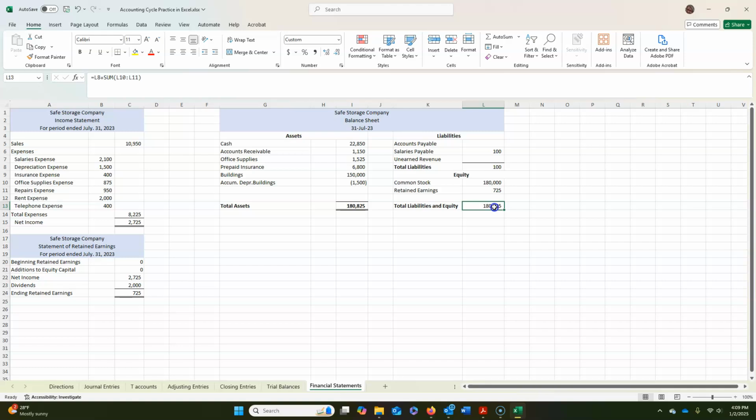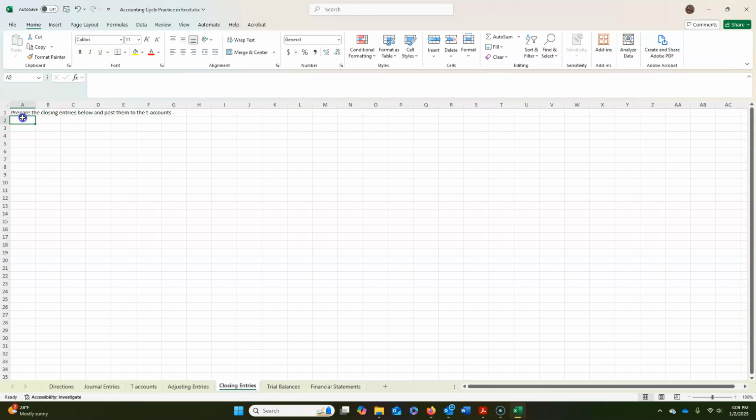Now the only thing that we have to do is close our records. So for our closing entry, the first thing that we do is we close service revenue. Okay, service revenue has a normal credit balance. So to get it to zero, we need to debit it. So we're going to debit our storage revenue, and we're going to credit income summary. And this is for the amount in the account.